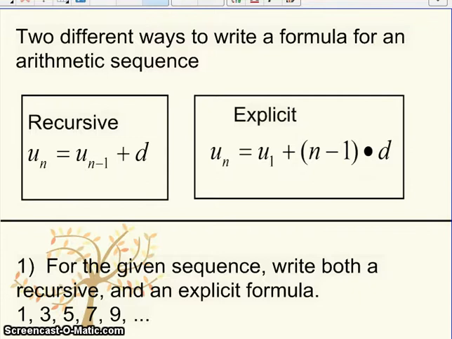So we have two formulas to write an arithmetic sequence. The recursive in terms of the previous term. The previous term is u sub n minus 1. And explicit in terms of the term number. The term number is n.